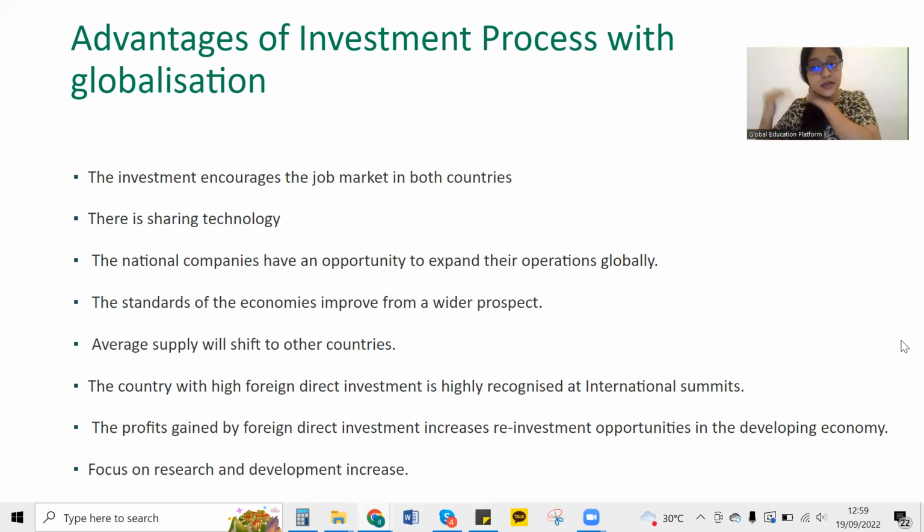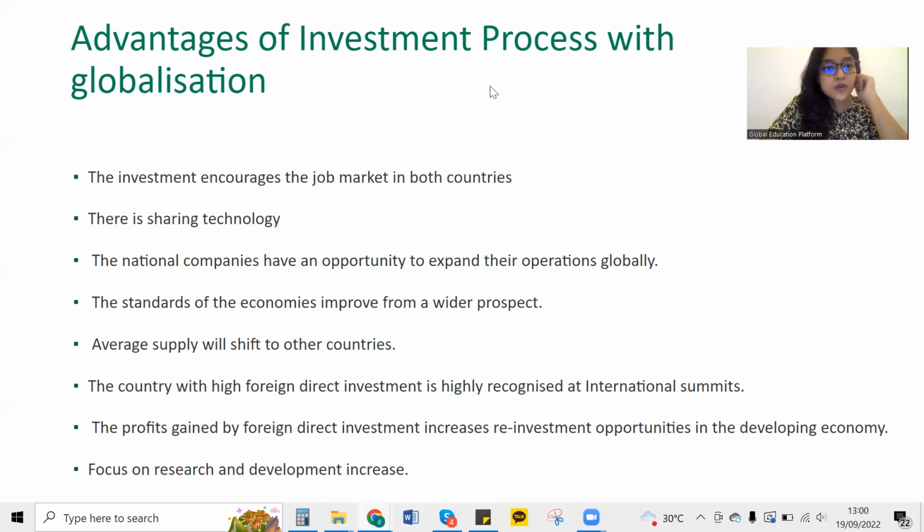So in that case, there is a reduction, but it doesn't overall completely eliminate it. So that's why this point indicates that it encourages the job market in both countries. Okay, and then there is sharing of technology. When a business is taken from one country to another, the technology, the knowledge, everything is shared. So that's an advantage to the country to whom the investment has been made, right? So that's a benefit.